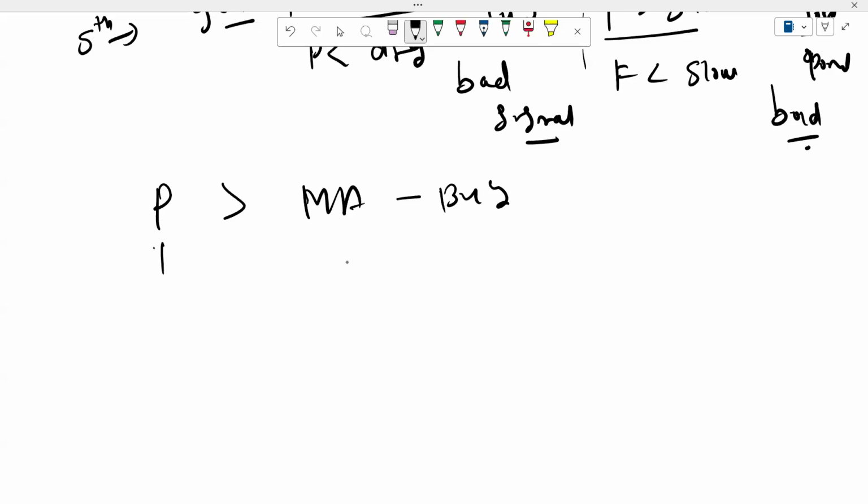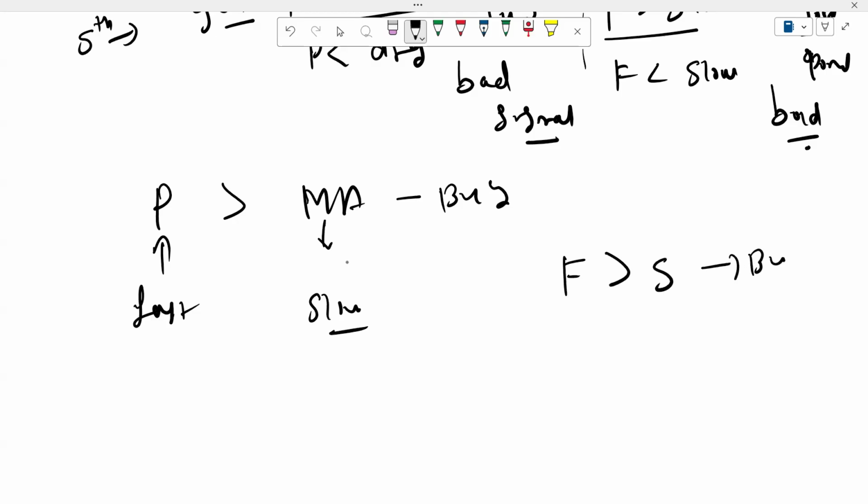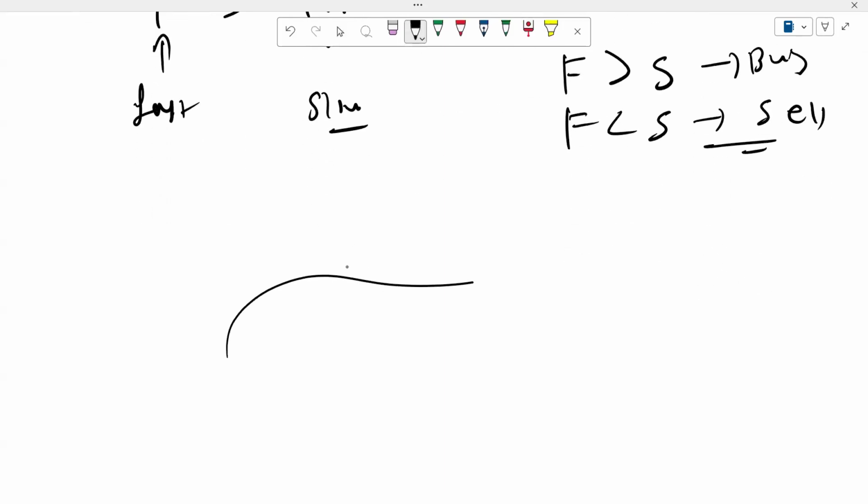Price means this is the fastest thing. This is the slowest thing. So whenever the fast thing crosses above the slow thing, it's a buy point, and whenever the fast thing crosses below its slow, it's a sell point. It is like this. This is a fast moving average and this is a slow moving average. I will tell you how you can make the moving average slow or fast.